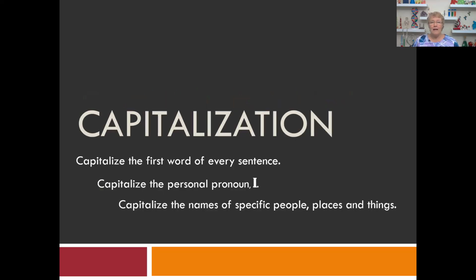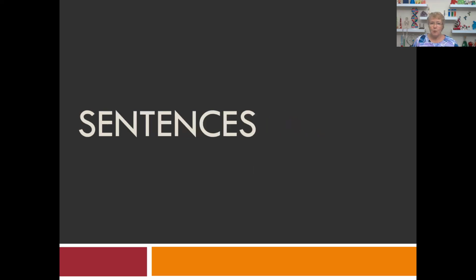All right. The first thing I want you to do is capitalize the first word of every sentence and the personal pronoun I. No little lowercase i when you're referring to yourself. Also capitalize the names of specific people, places, and things. So last week you had a lesson where you had to write about Francesco Redi. Francesco and Redi would both be capitalized because that's the name of a specific person. So capitalization is number one.